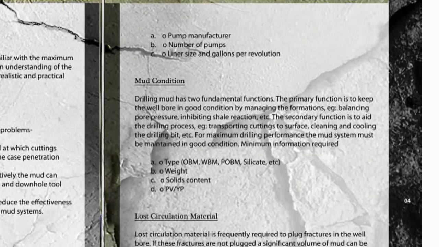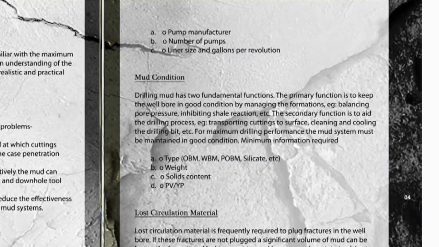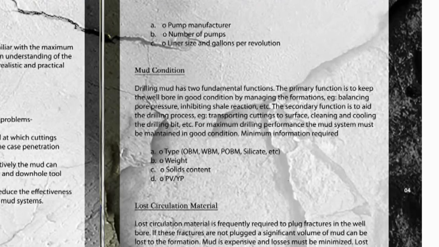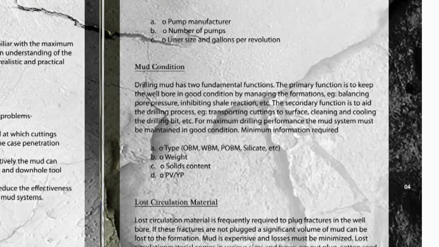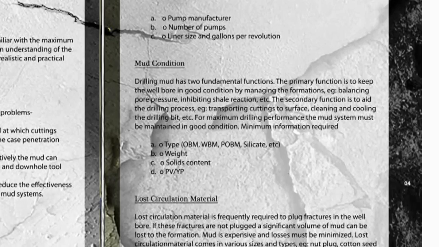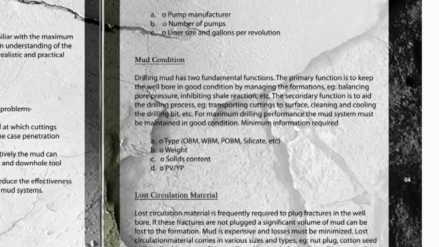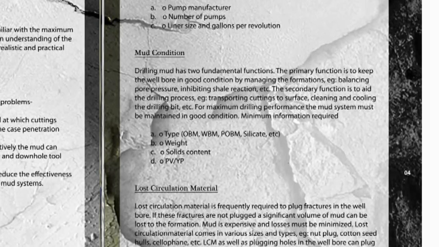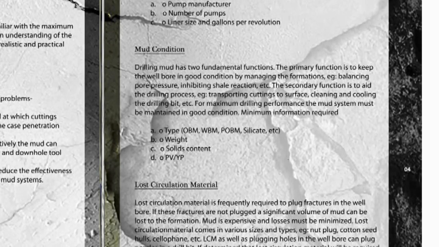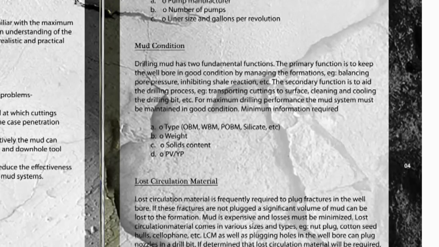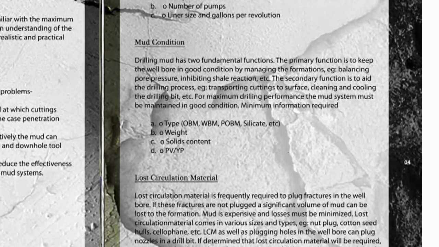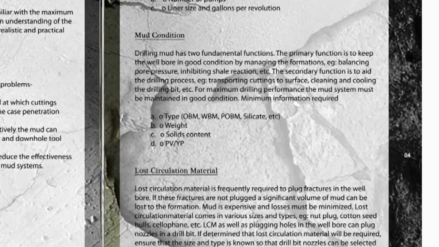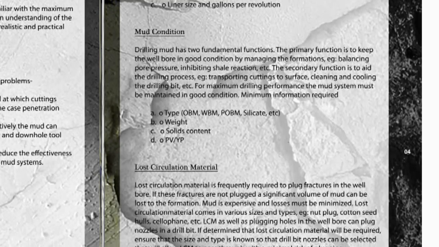Mud condition. Drilling mud has two fundamental functions. The primary function is to keep the well bore in good condition by managing the formations, for example, balancing pore pressure, inhibiting shale reaction, etc. The secondary function is to aid the drilling process, for example, transporting cuttings to surface, cleaning and cooling the drilling bit, etc. For maximum drilling performance, the mud system must be maintained in good condition.